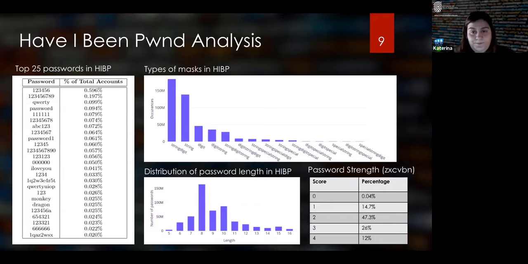And finally, we have done a strength analysis, and for that we have used ZXCVBN, which is a password strength metric. It was originally deployed in the Dropbox service. This metric attributes an integer score between 0 and 4 to each password according to strength. As you can see, almost 50% of the passwords are in category 2, and the most secure passwords, which are in category 4, are about 12%.